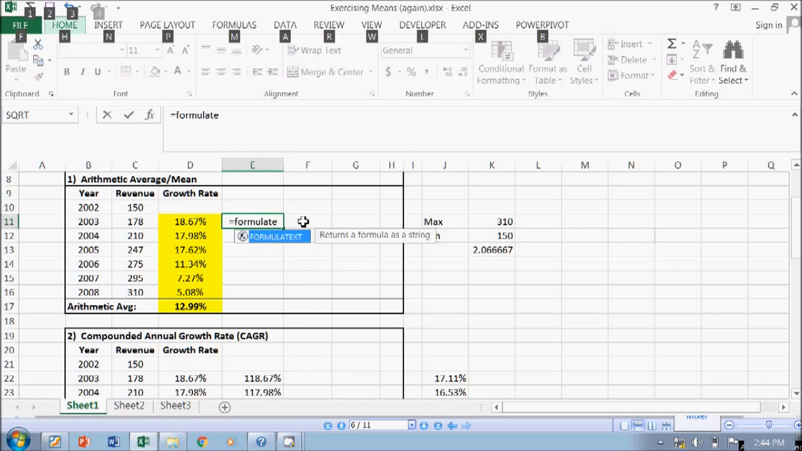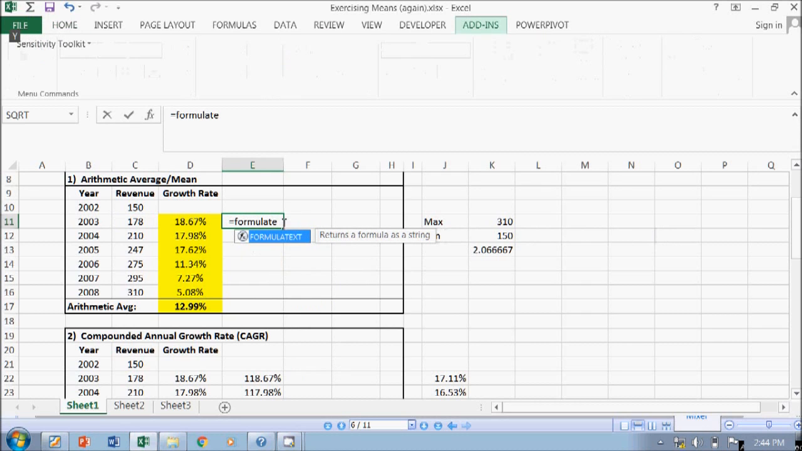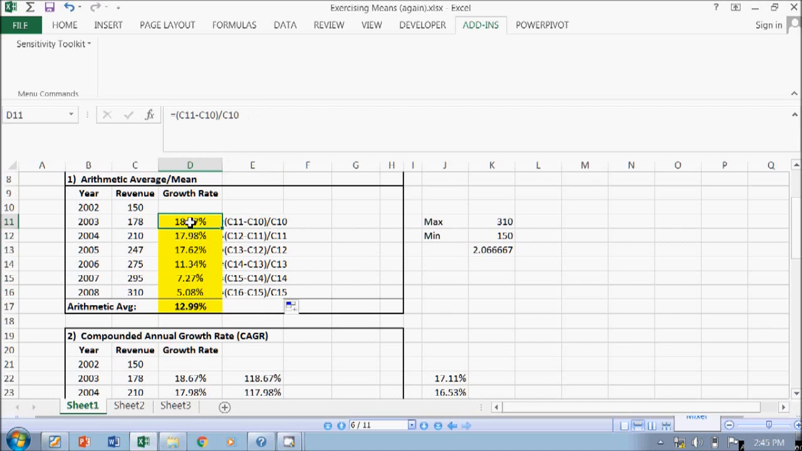You just put the formula text here. This is the formula that I use. Basically it is the same as your revenue in 2013 divided by revenue in 2002, and then minus 1. So you just copy down. Alright, so this is the way.